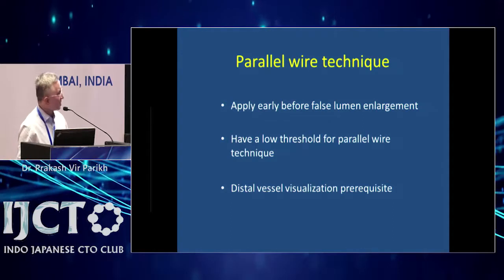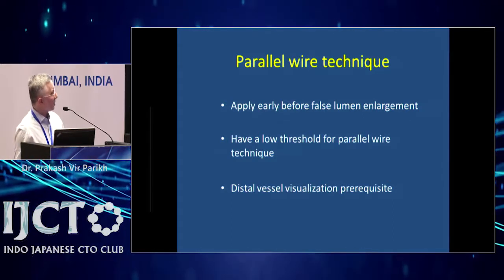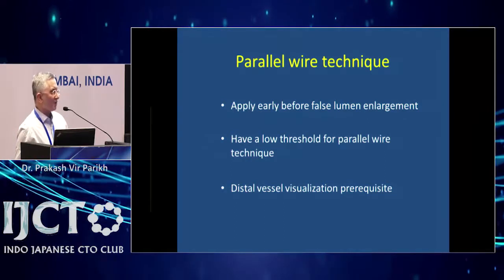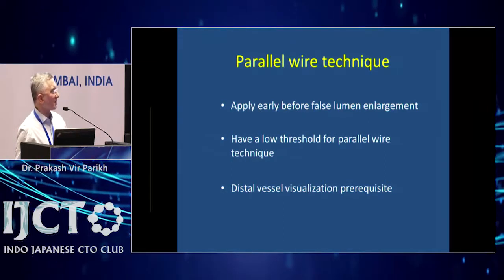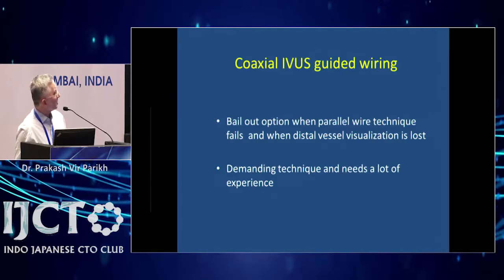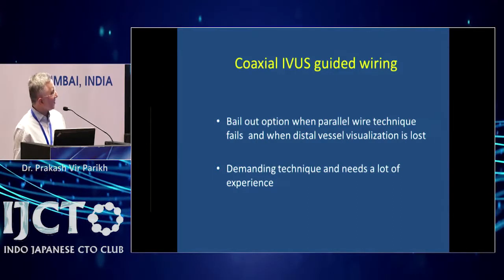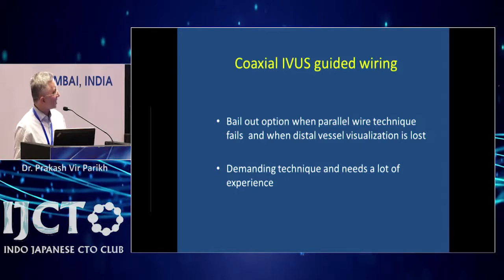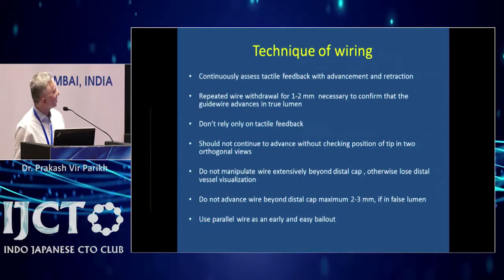If this happens near the distal cap of the CTO, and if you enlarge the false segment, you will not be able to see the distal vessel. And if you don't see the distal vessel, you cannot use the parallel wire technique. The coaxial Abbas guide technique is technically very difficult. This is a bailout option when the parallel wire technique fails and when the distal vessel visualization is lost.